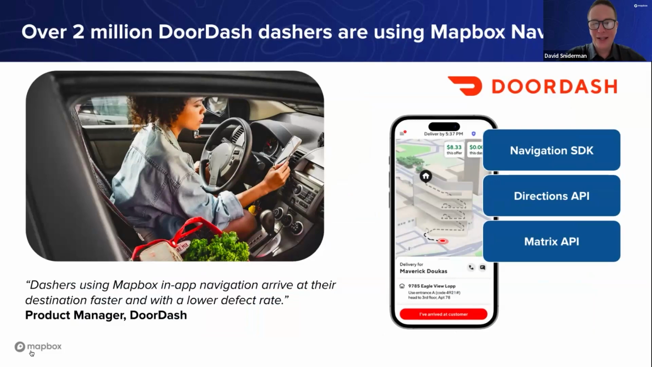Hey, everybody. Yeah, thanks, Leah. Let's talk a little bit about some of the examples here. So we mentioned DoorDash earlier. They're using a combination of our navigation SDK, because they have a mobile app, and the Directions API and the Matrix API. I touched on this a little bit earlier, but what this allows them to do is have the navigation directly in the app that handles the other functions that DoorDash does.